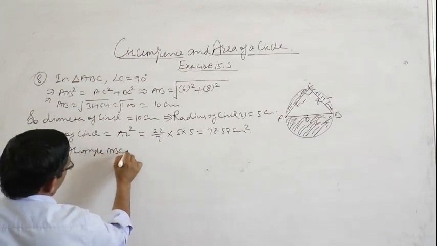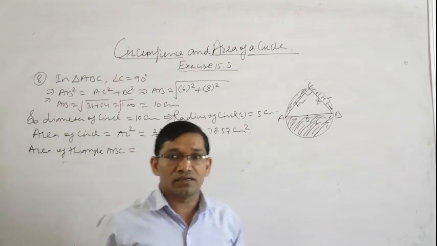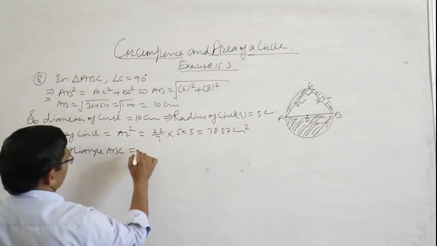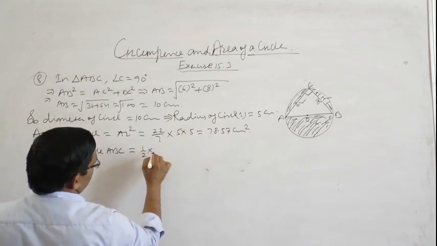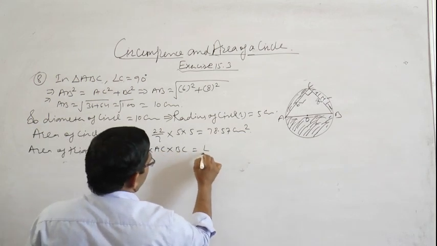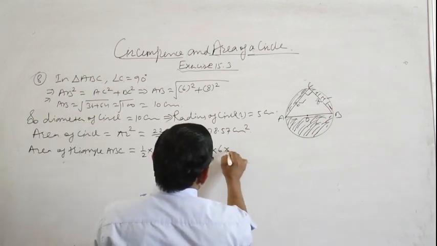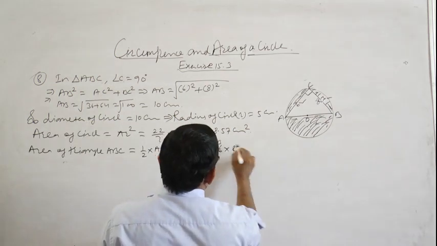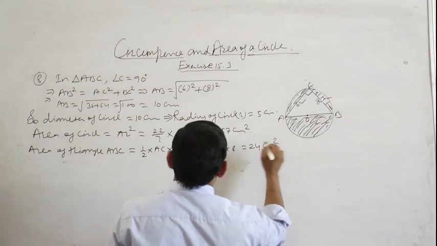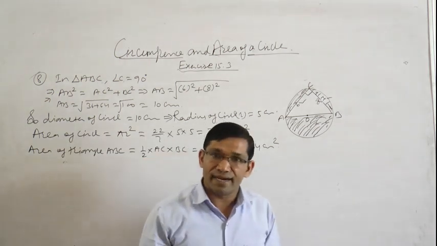Area of triangle ABC. Because triangle ABC is again a right angle triangle, area of triangle ABC is 1 upon 2 multiply base multiply height, it means AC multiply BC, is equal to 1 upon 2 multiply 6 multiply 8, that is 24 centimeter square. Area of triangle ABC is 24 centimeter square.